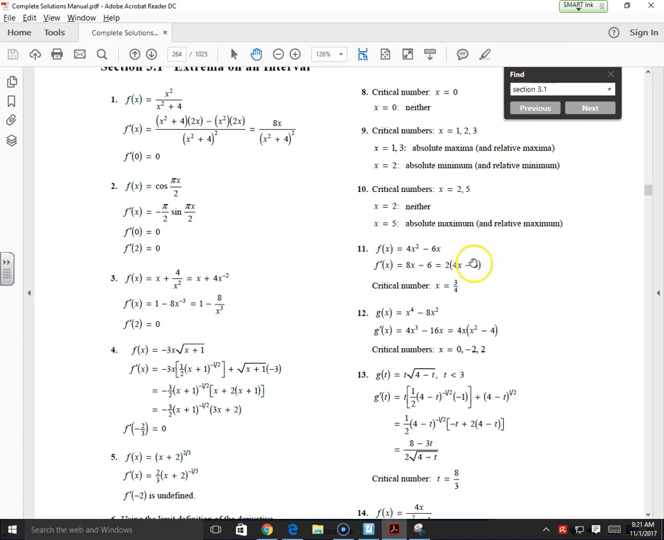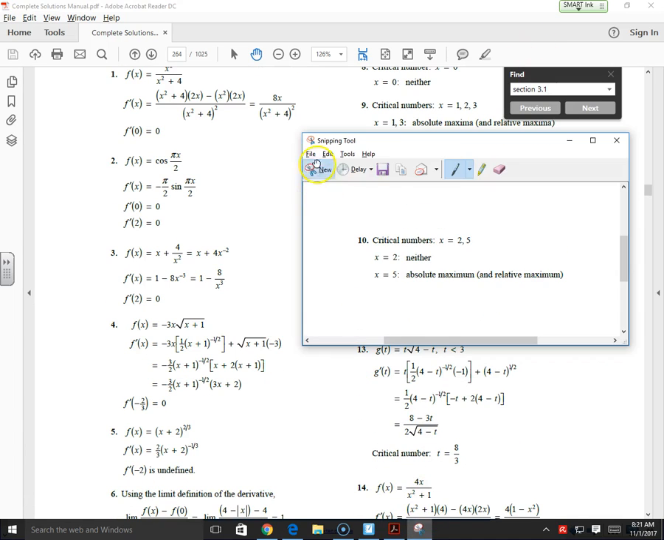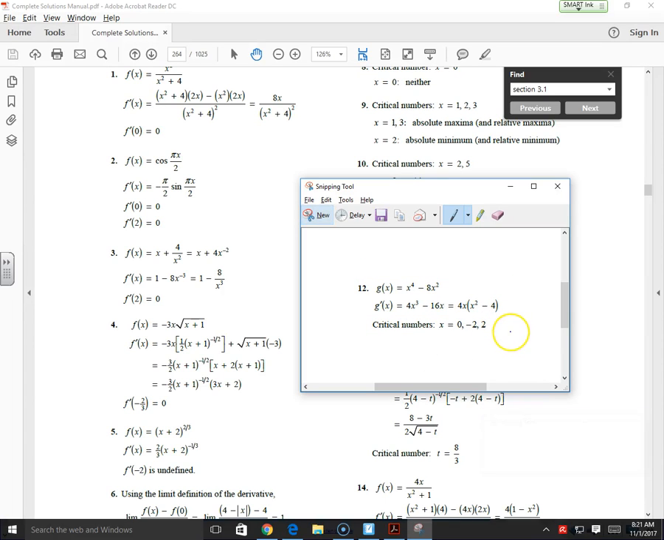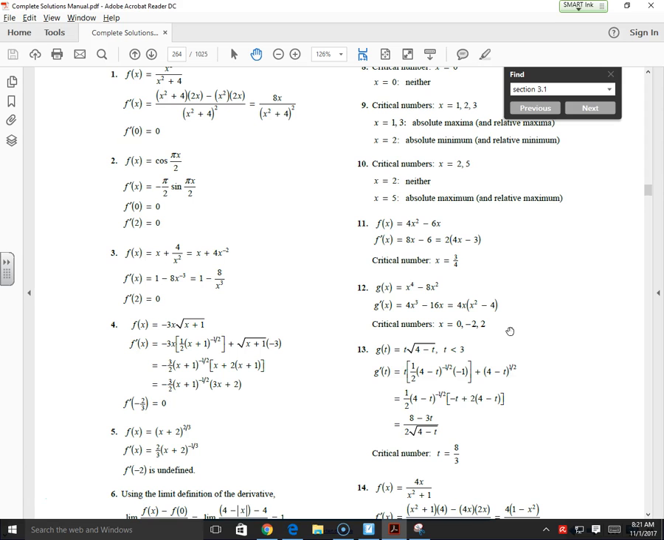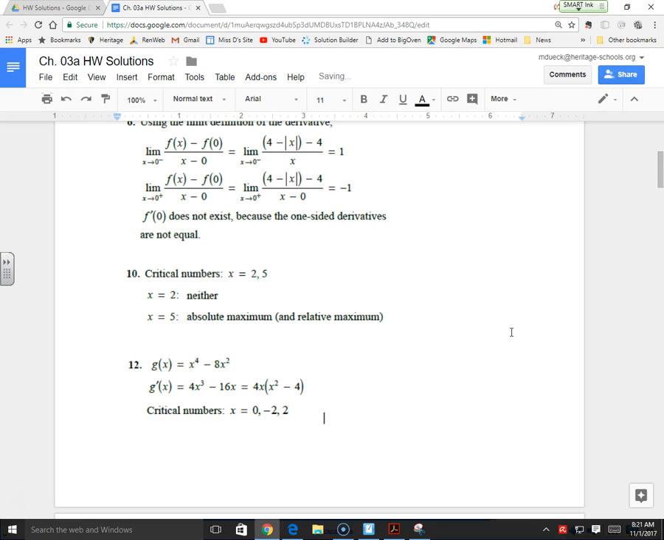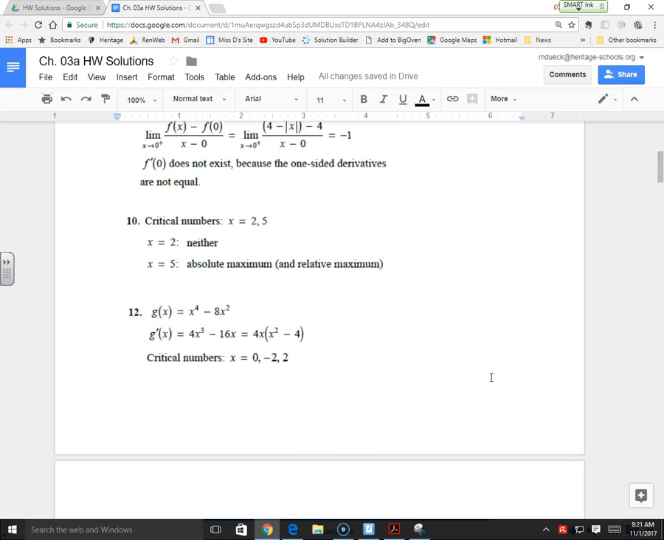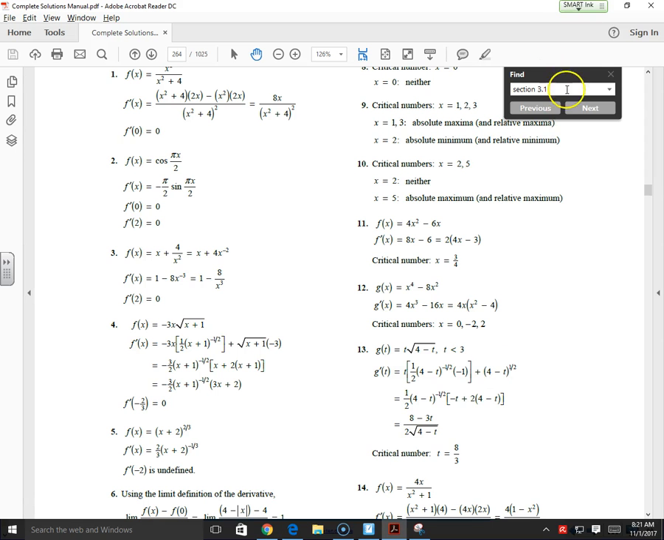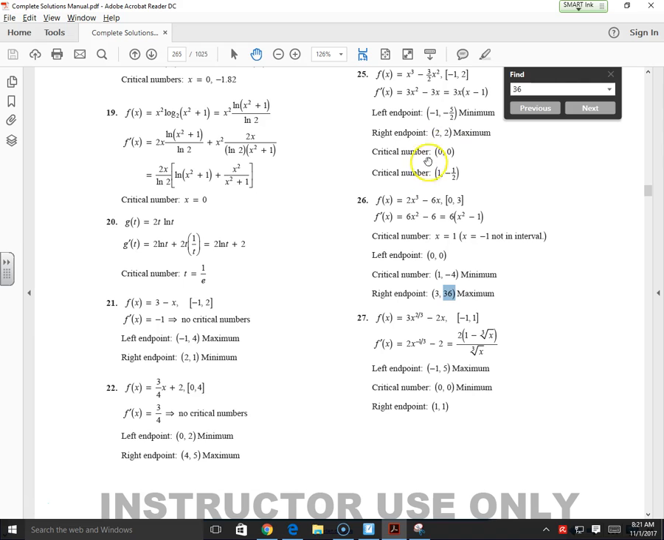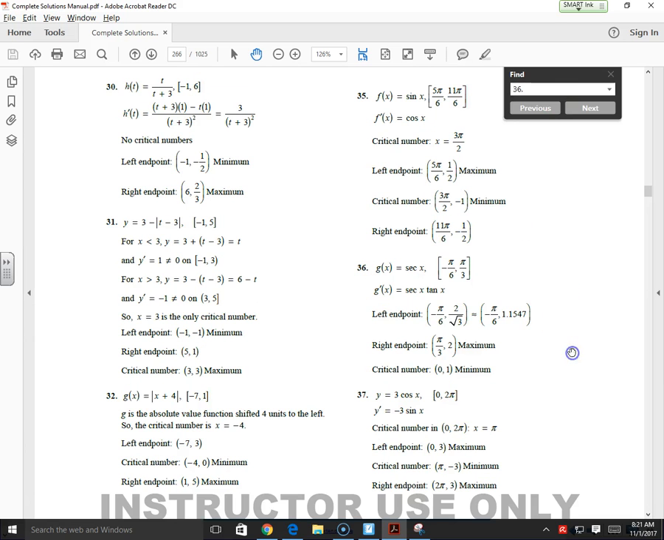Number 12, the critical numbers, hopefully you got 3 of them. It would have been 0, negative 2, and positive 2. Double check the factoring really quickly and the derivative. The derivative was easy on that one, right? But then you had to factor it completely. You could have done plus or minus. Yeah, that's okay. 0 and then plus or minus 2.